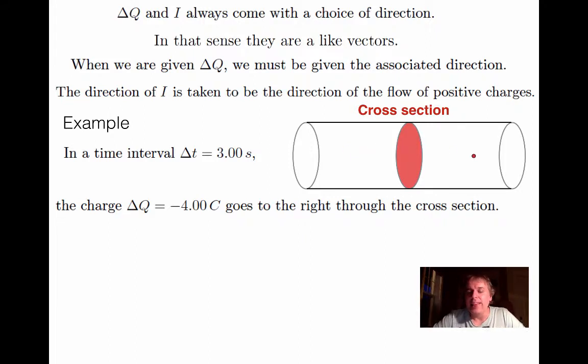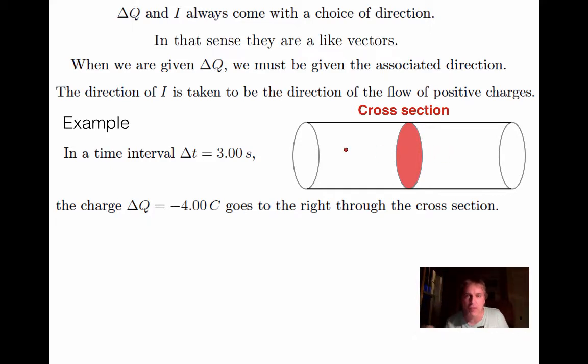That means that it's actually because there are electrons moving to the right and they carry a total charge of minus 4 coulomb. But in terms of those fictitious positive charges, having minus 4 coulomb going to the right is totally equivalent to having plus 4 coulomb going to the left. Okay, so we have to keep that in mind.